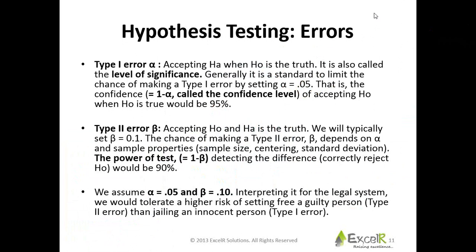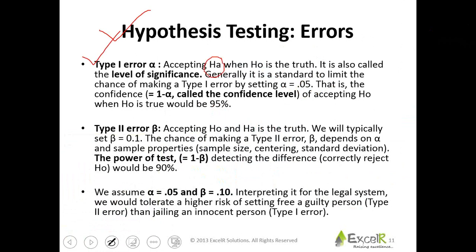All right. Hypothesis testing errors. This is what we have to discuss. We have already discussed in the previous slide that we have two errors. One is type 1 error. Type 1 error means a person is innocent, but you have put him in jail.